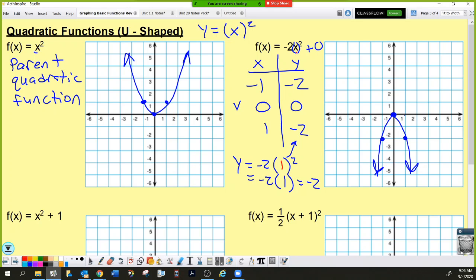I would like for you to be able to see success criteria number 4, be able to see how it's different from the parent function, be able to see that it's upside down, and be able to see that it appears to be skinnier. And I'm saying appears to be on purpose. Because yes, it does look that way. Okay? And it's okay to say that for now.